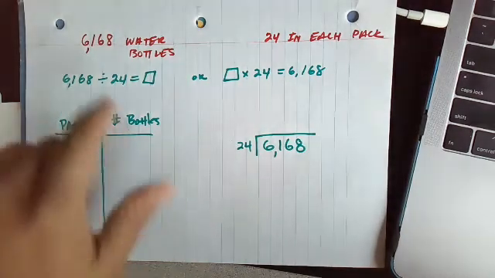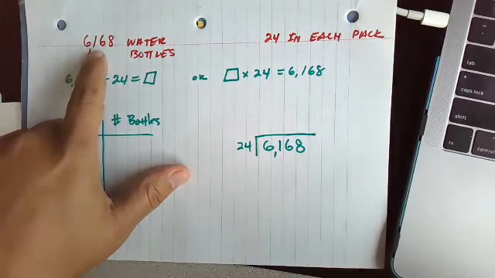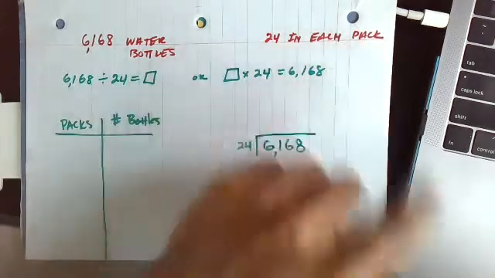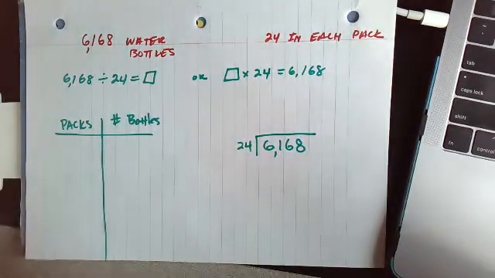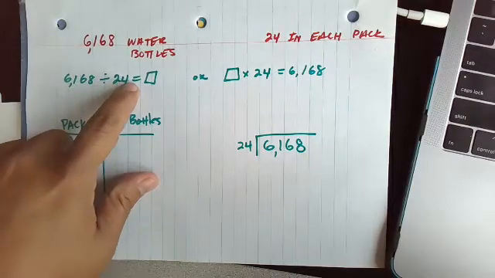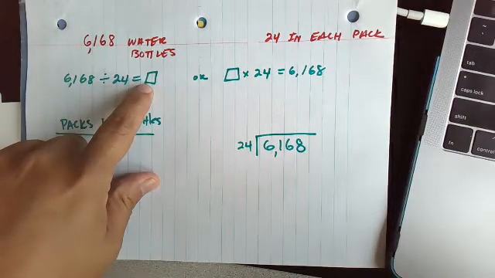So today's context is that we have 6,168 water bottles. I'm going to make packs of 24. How many packs can I make, right? So that would be 6,168 divided by 24 is equal to the unknown.